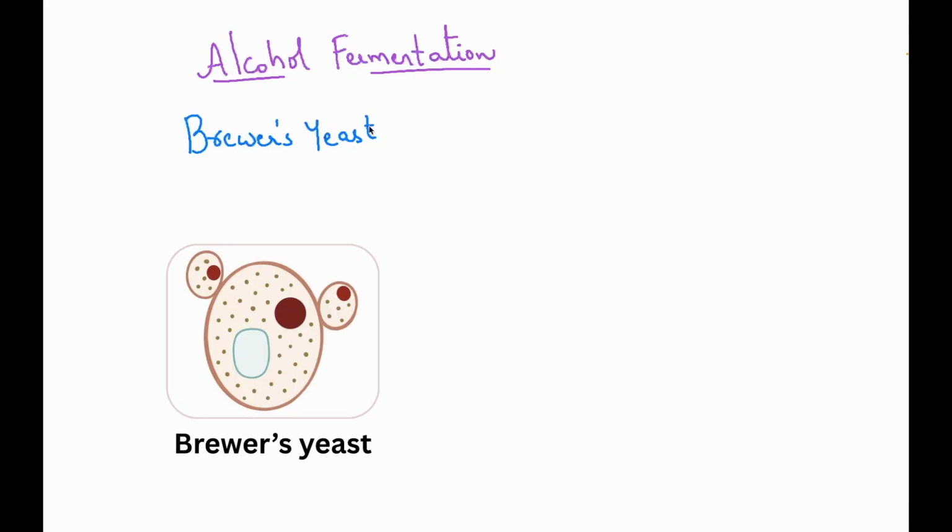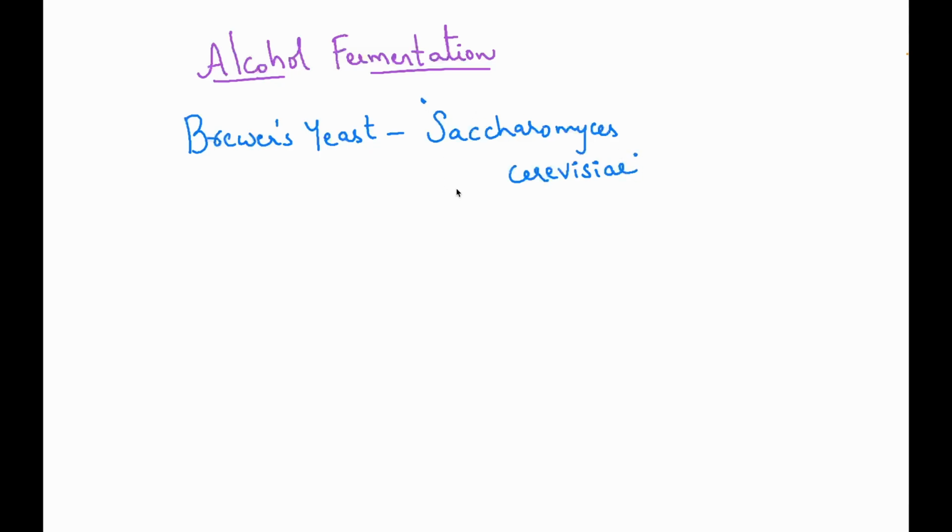Let's start with alcohol fermentation. Alcohol fermentation is commonly observed in the brewer's yeast. Brewer's yeast is a common name for the organism Saccharomyces cerevisiae. So Saccharomyces cerevisiae is an important unicellular yeast that belongs to the kingdom fungi. It is a unicellular organism and it can undergo alcohol fermentation.